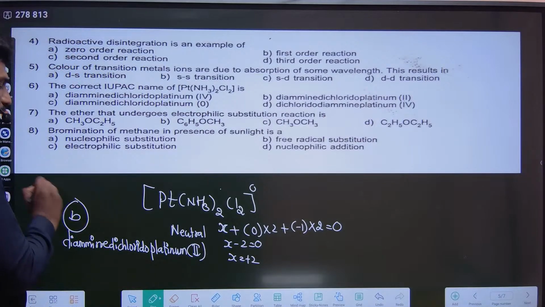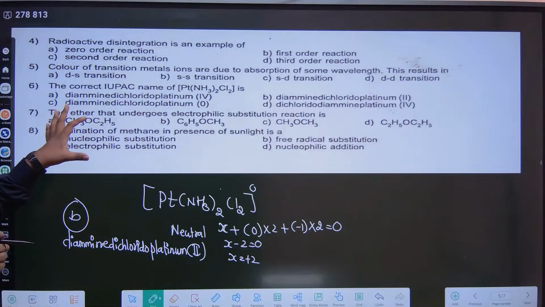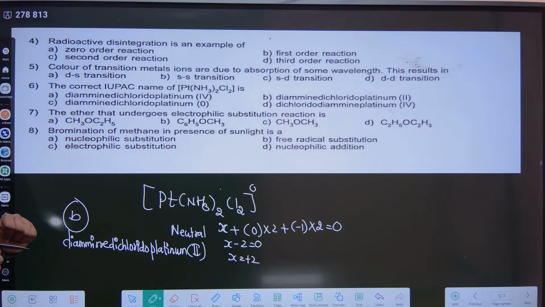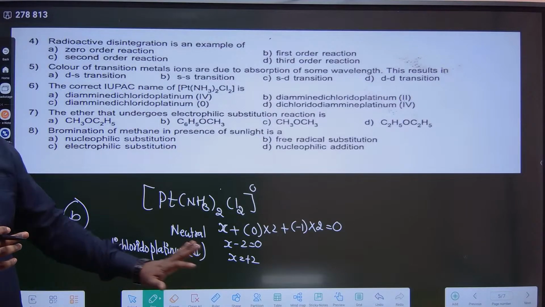B for this question. So this is purely coming from the coordination compounds. The topic is naming of the coordination compound according to the IUPAC system. So the name is diamminedichloridoplatinum(II).